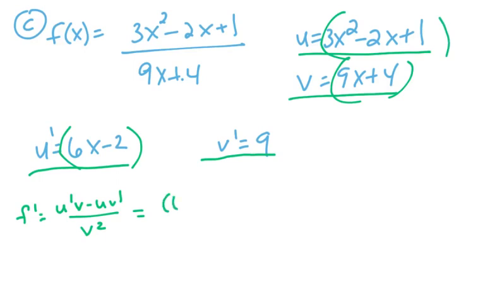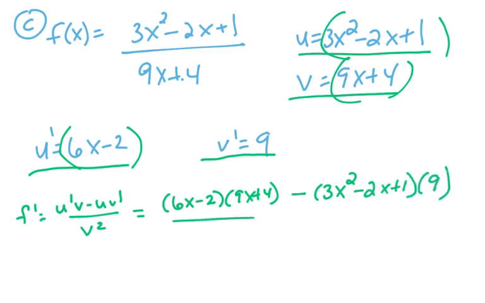So u prime is 6x minus 2. V is 9x plus 4. Minus u, 3x squared minus 2x plus 1. V prime, which is 9, all over v squared. 9x plus 4 squared. For your test, you can totally leave it like this. You can simplify it.